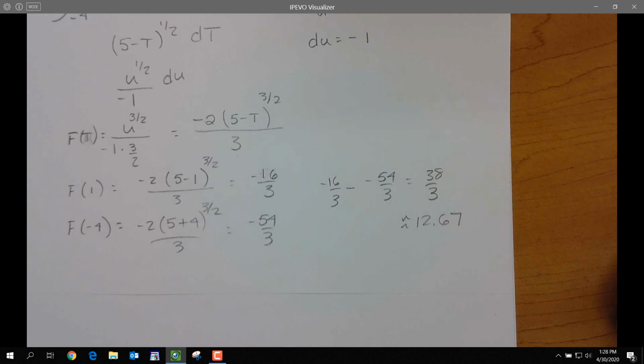I think this is the same idea. The biggest problem you might have truly will be finding your antiderivative. I mean, if you can't get the antiderivative, you'll be stuck more with that than anything else.